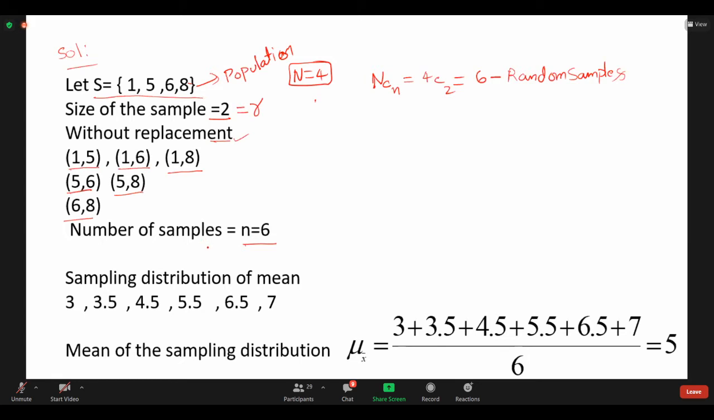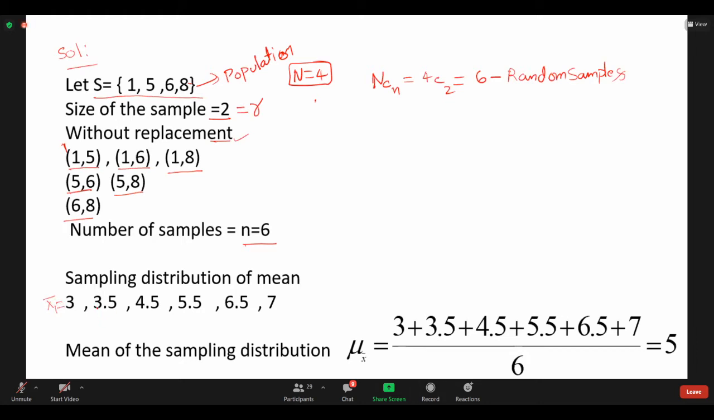Now for these 6 random samples, we have to find the mean. First, all of you find out the first random sample mean. This is the first random sample. Already we discussed how to find the mean. 5 plus 1 by number of elements 2. 6 by 2, 3. This is the x1 bar.